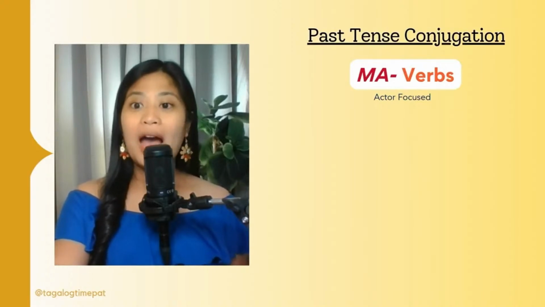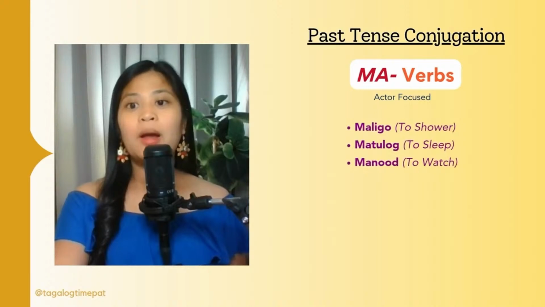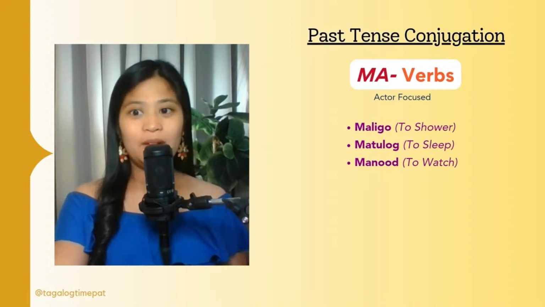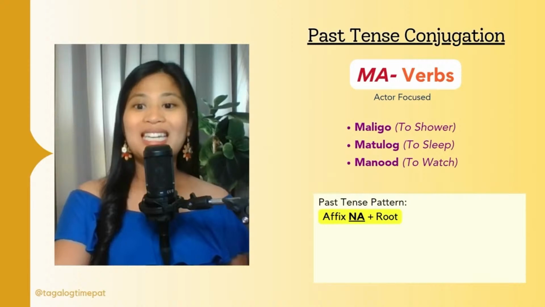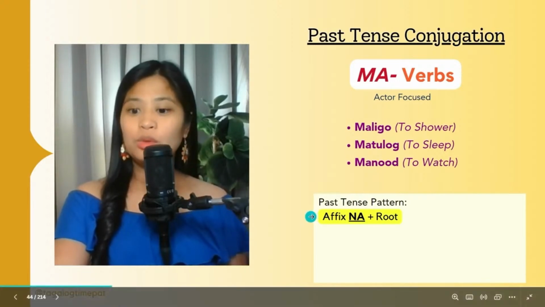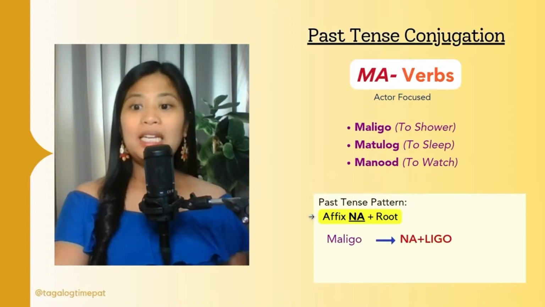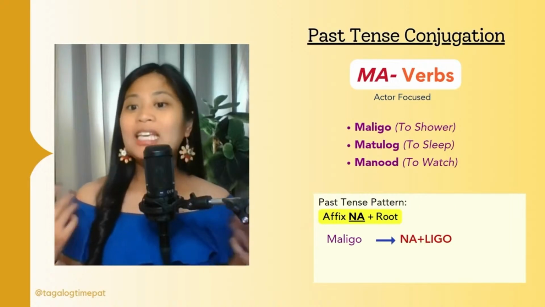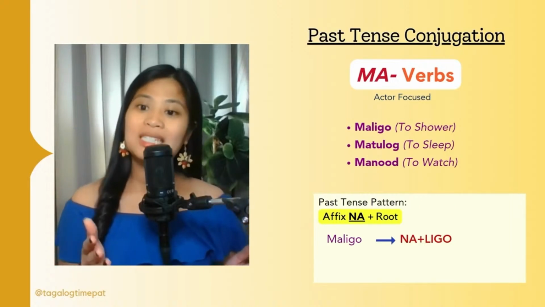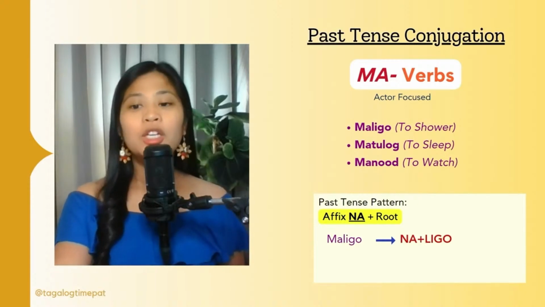These are also actor-focused, and some examples are maligo, to shower, matulog, to sleep, manood, to watch. In the past tense, this is the pattern for ma verbs. Now the affix is na, and then it's the root. For example, maligo becomes naligo. Naligo ako, I took a shower. Naligo siya, he took a shower. So it's just naligo. You jot it down.